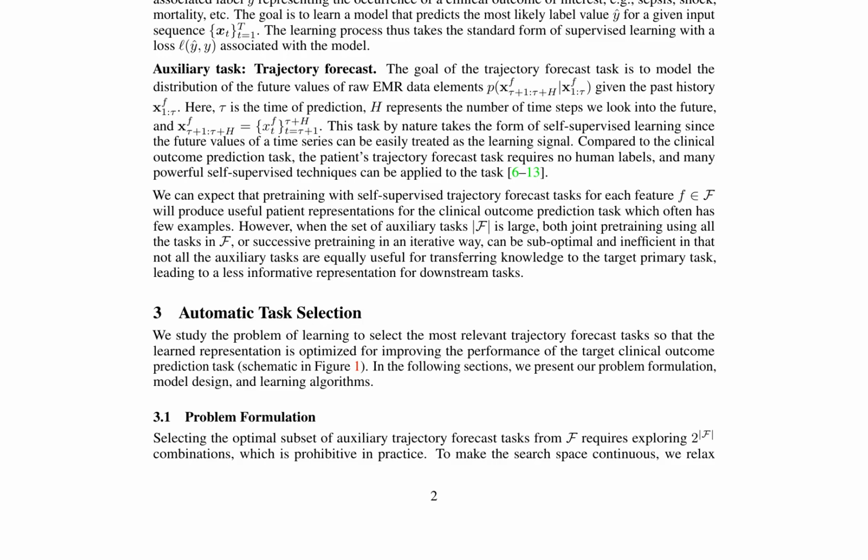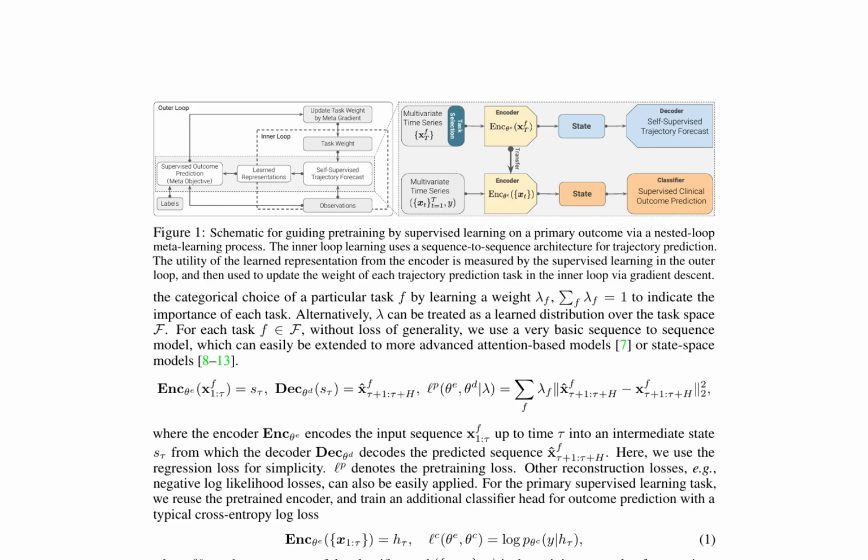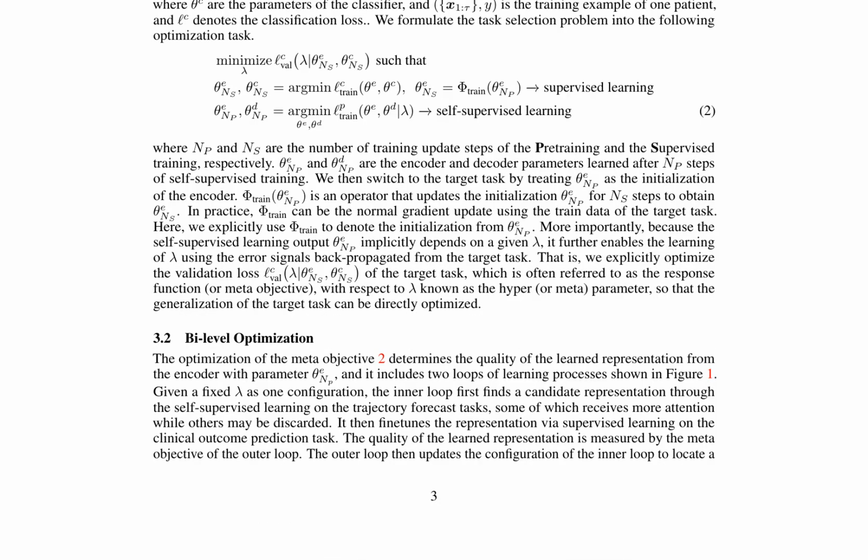This research paper proposes a nested loop meta-learning approach for guiding pre-training by supervised learning on a primary outcome. The approach involves a bilevel optimization process, where the inner loop performs self-supervised learning on trajectory forecast tasks, and the outer loop optimizes the task weights using a meta-objective function that measures the utility of the learned representation. The inner loop uses a sequence-to-sequence architecture for trajectory prediction, where an encoder and decoder are trained to predict future values in a multivariate time series. The self-supervised loss function is defined as the mean squared error between the predicted and actual values.